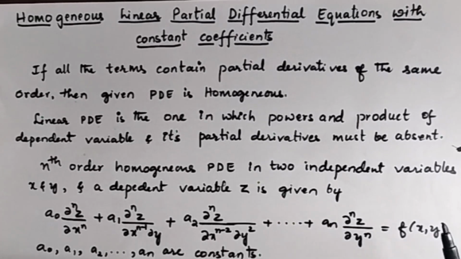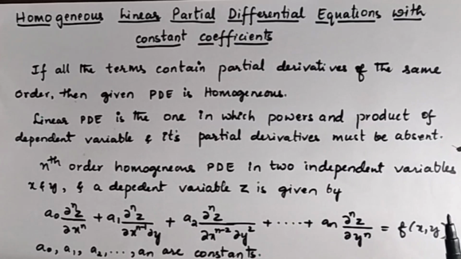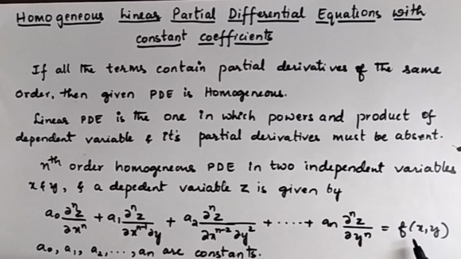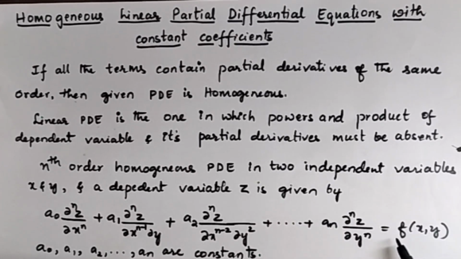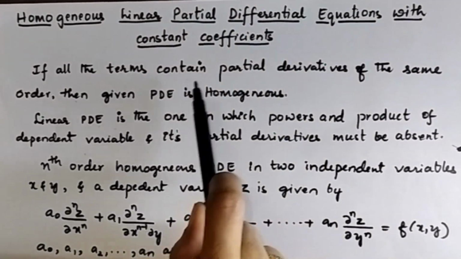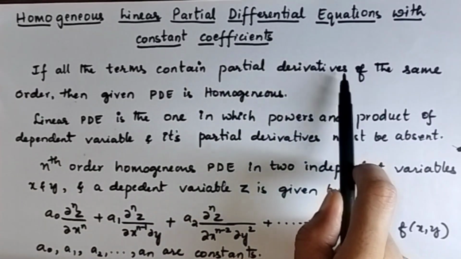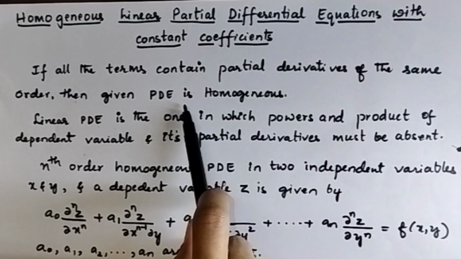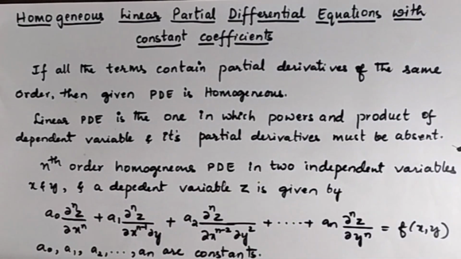In the case of an ordinary differential equation, to say whether it is a homogeneous ODE or not, we were looking at this term. If this term on the RHS is 0, it is homogeneous. If this term on the RHS is non-zero, then it is non-homogeneous. In the case of partial differential equations, we have to look at the partial derivatives of each term. If they are of the same order, then the given equation is a homogeneous equation. Otherwise, it is not homogeneous.